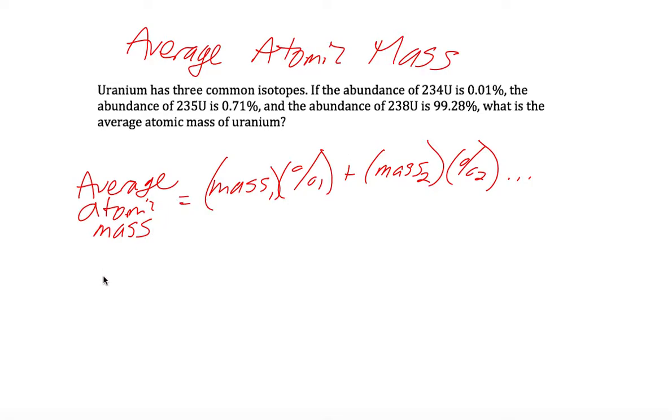Here we're going to have our AAM, the average atomic mass, equals our first mass times our first percentage. And we have to make our percentages a decimal. This is where we need to be careful, or you can do it all at the end, that's fine too. Mass 1 is 234 AMU times, as a decimal, 0.0001. Remember, to make it a decimal, you go to the left: 1, 2, so I need 3 zeros and a 1.